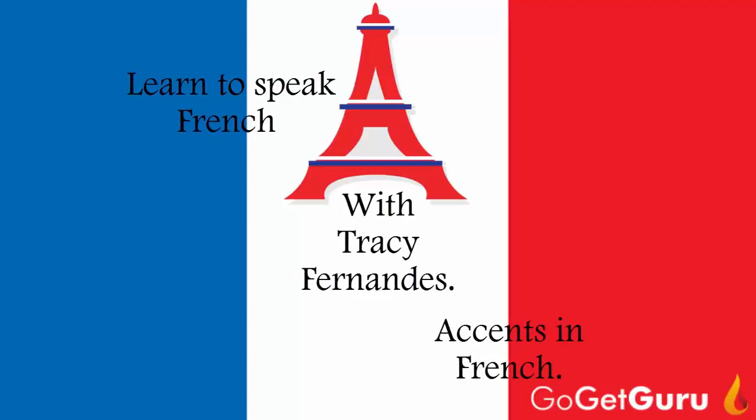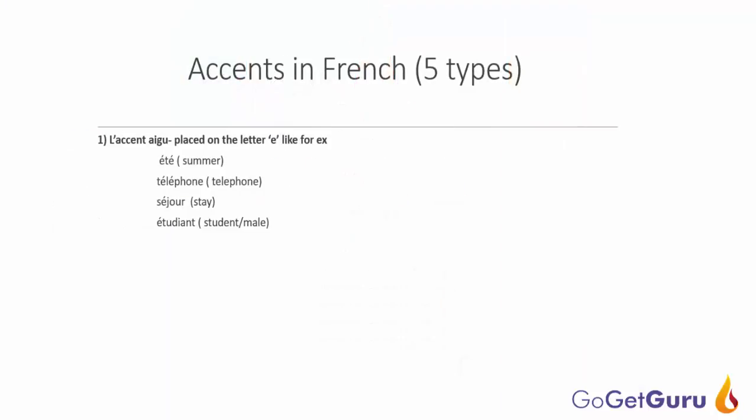Today we are going to learn accents in French. There are 5 types of accents in French. So let's start. The first one is said l'accent aigu.